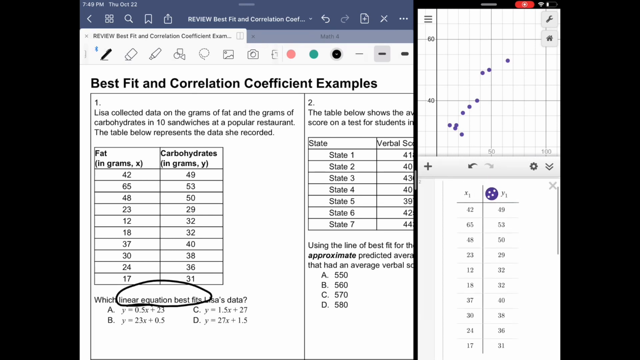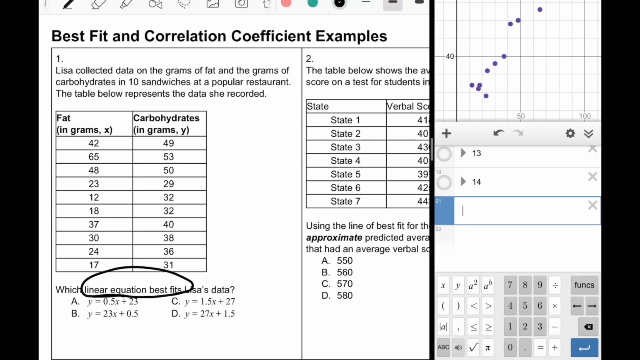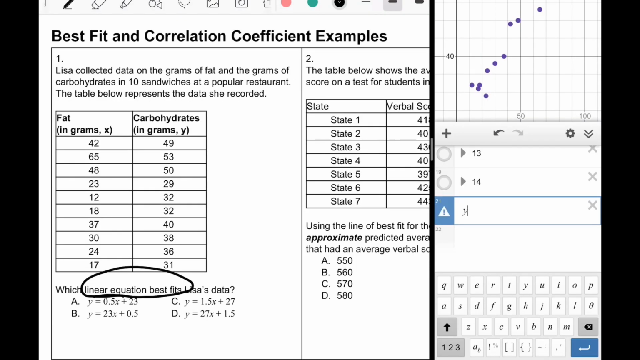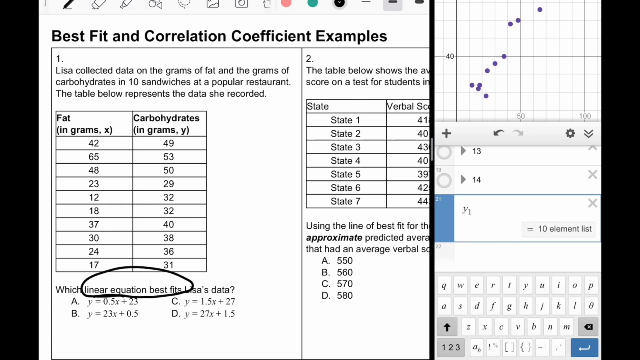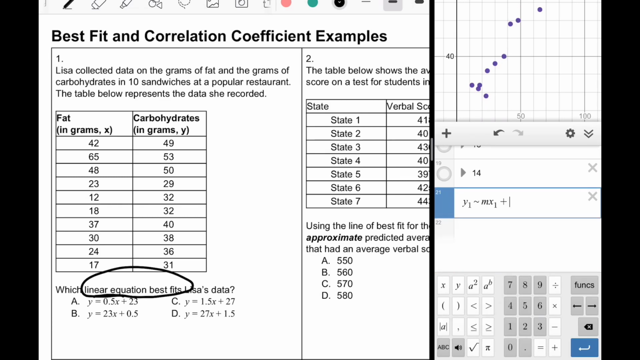So what I want to do is I actually want to find my best fit model. Now, in our previous videos, we've always used Y1 and X1. I'm actually going to be using more than just Y1 and X1 because I've put in multiple tables. So I'm going to do it based off of what the table is asking me to do. All right, so I'm going to add my equation here. So I'm going to do Y1, and I'm going to do my squiggle, which means similar, MX1 plus B.